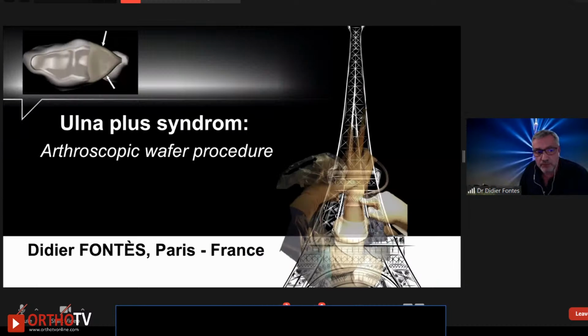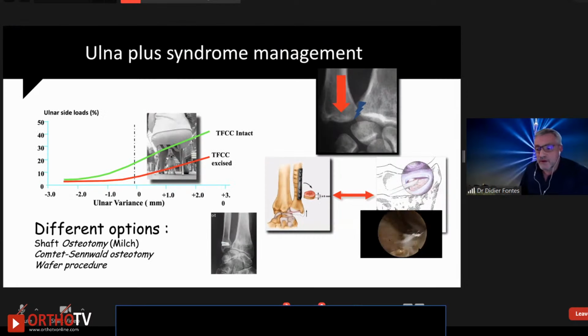Concerning the ulnar plus syndrome, we just have some slides about the Wafer procedure. As you know, to decrease the pressure on the ulnar aspect and to recover the normal ulnar load, different options are proposed. The classical shaft osteotomy, it is a Mills procedure. You can do the Fontès and Hamal osteotomy or the Wafer procedure.